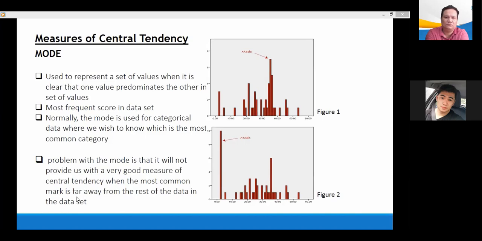Among the three measures of central tendency, the mode is the measure seldom used. Mode lacks uniqueness and sometimes it does not exist in some cases.